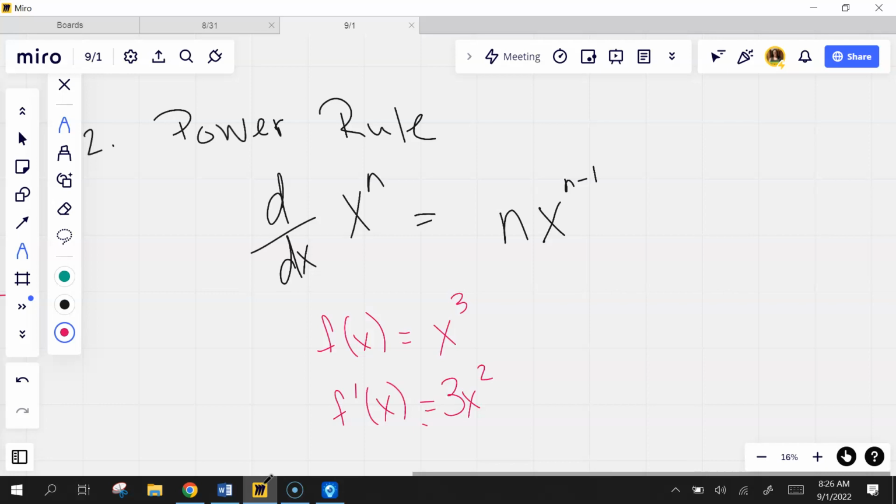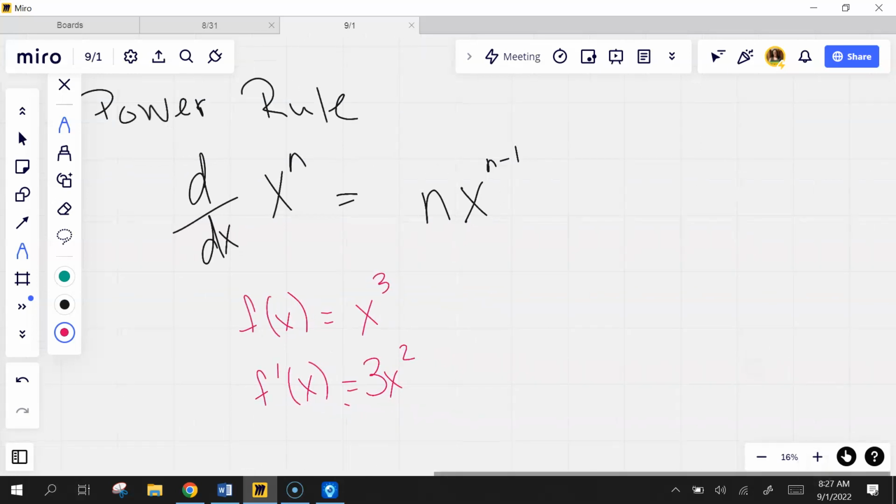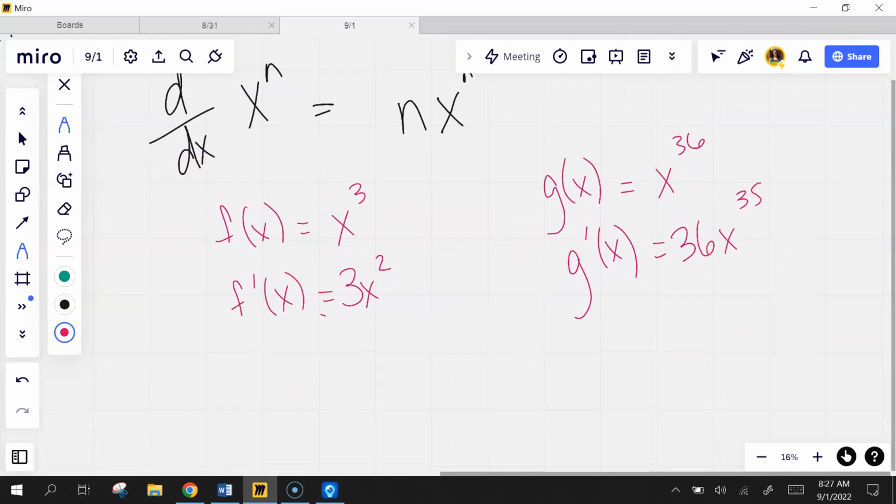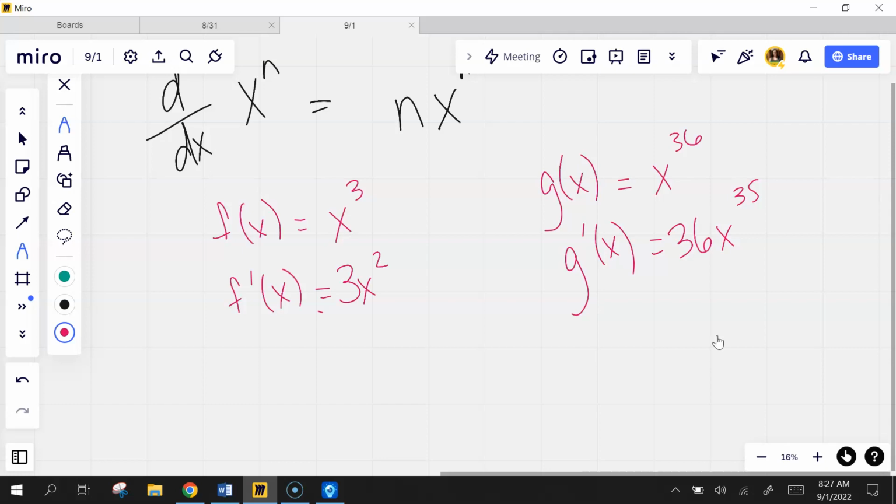But we're going to talk about what to do when there's more. All right. How about if f of x, well, let me change the variable since I've already used that. What if g of x is x to the 36th power? What is g prime? First, tell me g prime of x. 36x to the 35th.